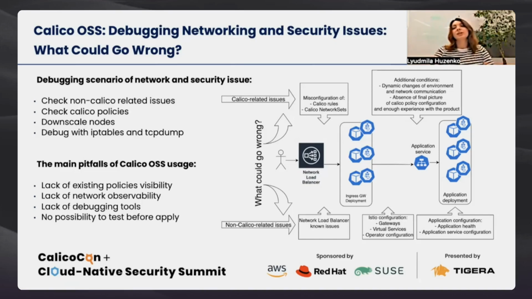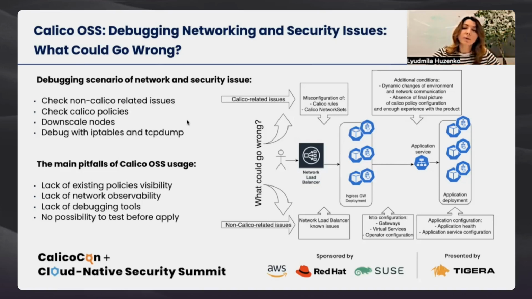When we finish checking non-Calico related issues, we start to check Calico policies. This means that you need to check the existing policies in your code and compare them to the policies inside your environment, because you never know who added another policy to the live environment without adding it to code. If you can't find any configuration issues with Calico policies, then you try to debug the Calico policy itself and check if any traffic is blocked.